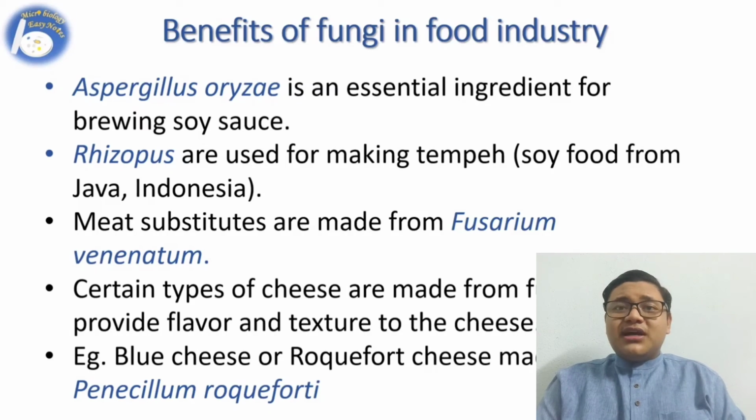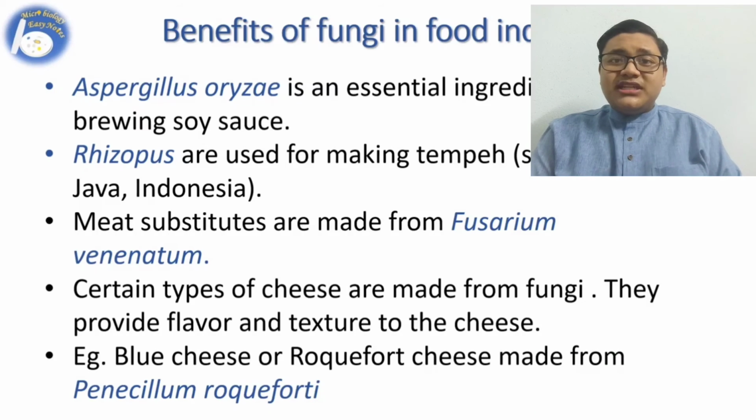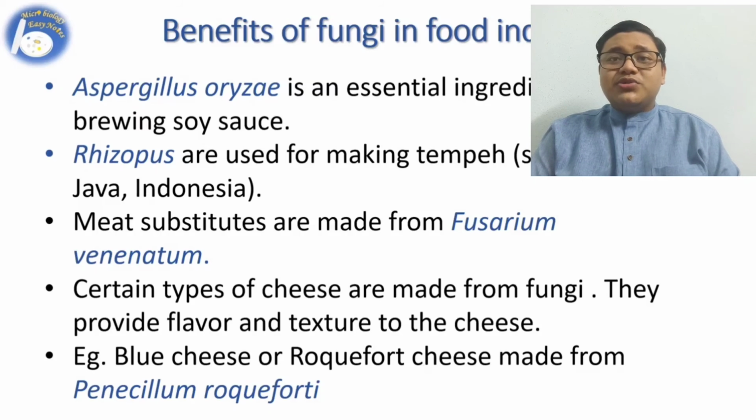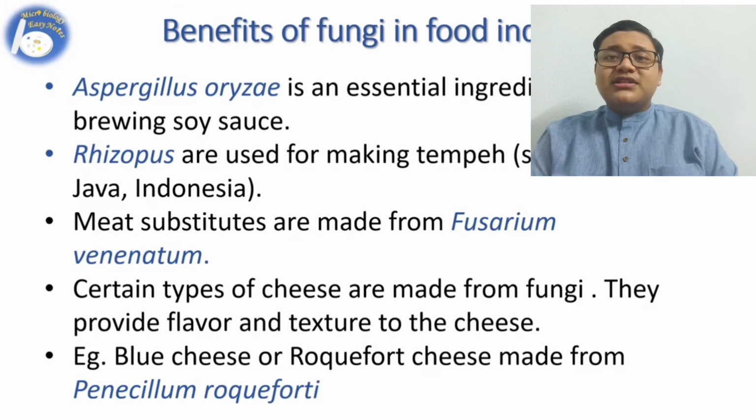Meat substitutes are made from Fusarium venenatum. Certain types of cheese are made from fungi. They provide flavor and texture to the cheese. For example, blue cheese or Roquefort cheese made from Penicillium roqueforti.